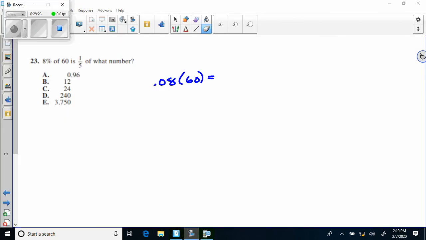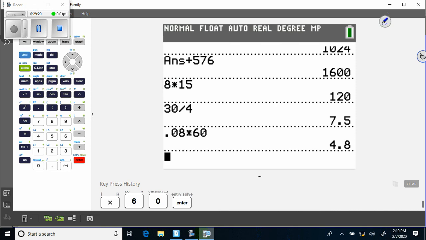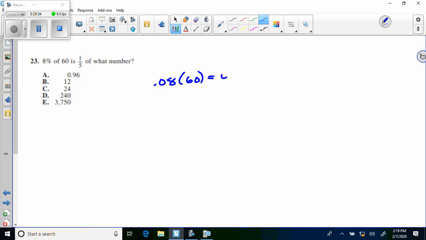Okay, so that gave us 4.8. There's the calculator right there. Sorry, the screen moved on you guys. It was 4.8. So I know 8% of 60 is 4.8. So really, I would rewrite this as 4.8 is 1/5 of what number?